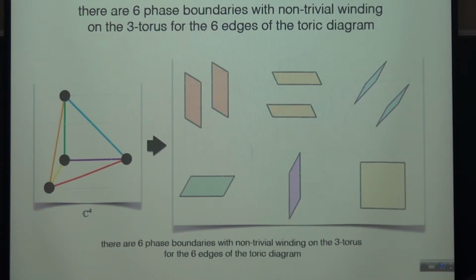Now you can look at these planes and imagine that these planes are all in the same free torus, and then you can guess that these planes will have non-trivial intersections. They will intersect on lines and points.